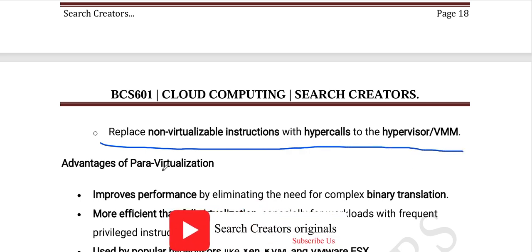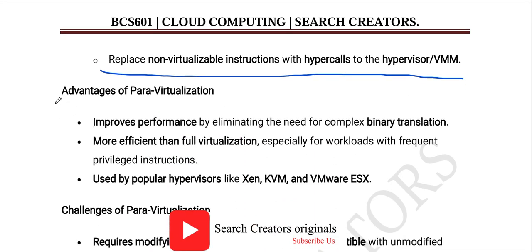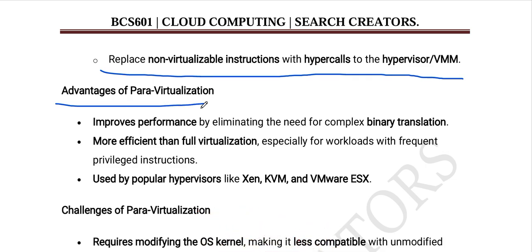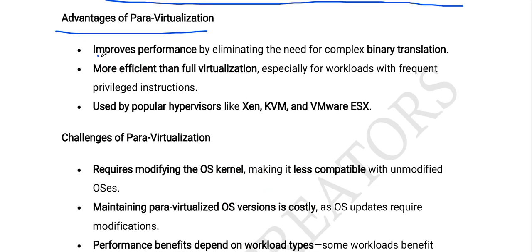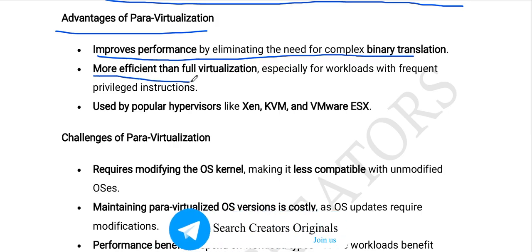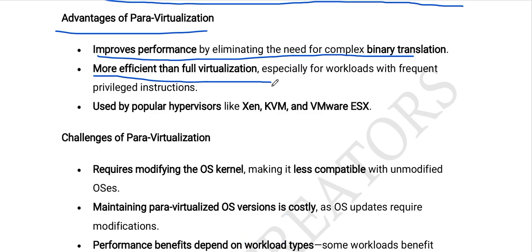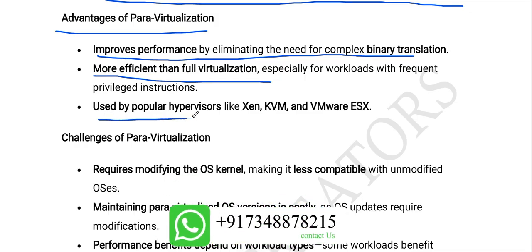Next, we are going to look at the advantages of para-virtualization. It improves performance by eliminating the need for complex binary translation. It is more efficient than full virtualization, especially for workloads with frequent privileged instructions. More efficiency can be observed compared to full virtualization. It is used by popular hypervisors like Xen, KVM, and VMware ESX.